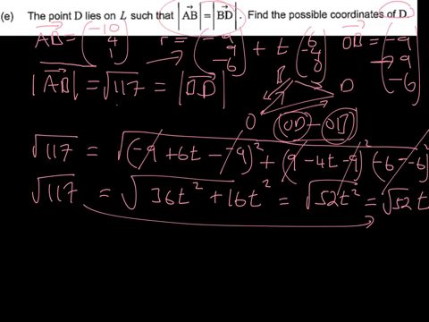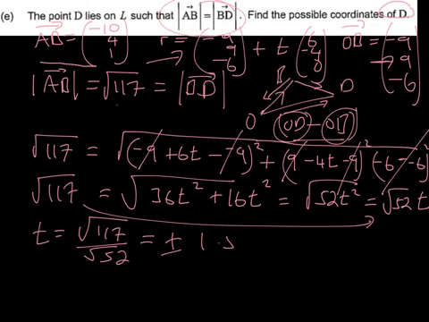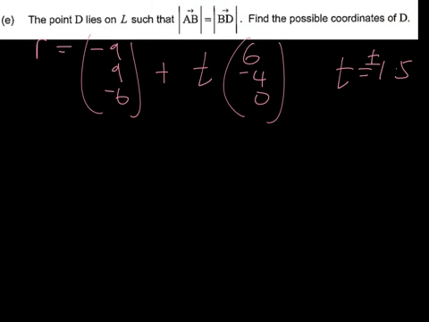So we can just rearrange this to say that t equals root 117 over root 52, which is, you will notice, the solution to part D. So this value of t will end up being plus or minus 1.5. So given then that we've got a value of t being equal to plus or minus 1.5, there's going to be two different possible coordinates of D.